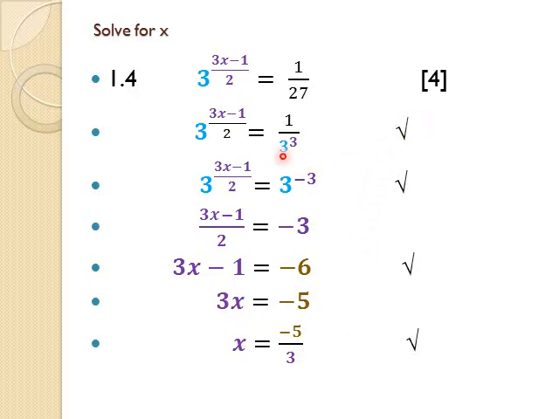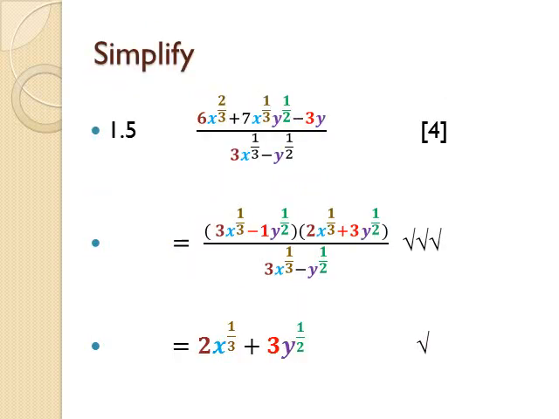So 1 mark for expressing as exponent or prime base. Another mark for taking that up and writing it as negative 3. Dropping my bases, and simplifying 1 mark. Then last mark for the final answer. So hope you follow. Let's look at the next problem.